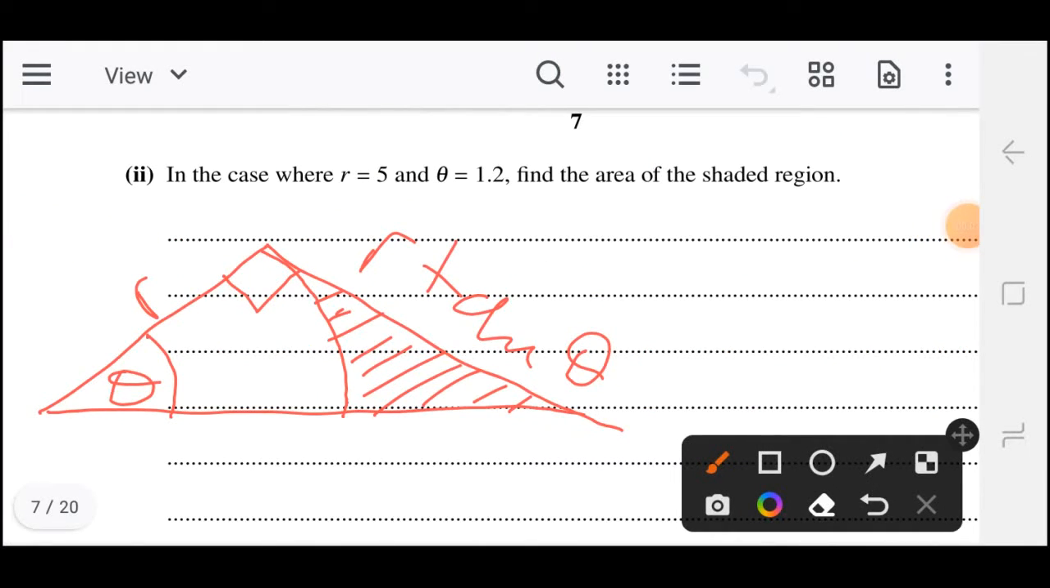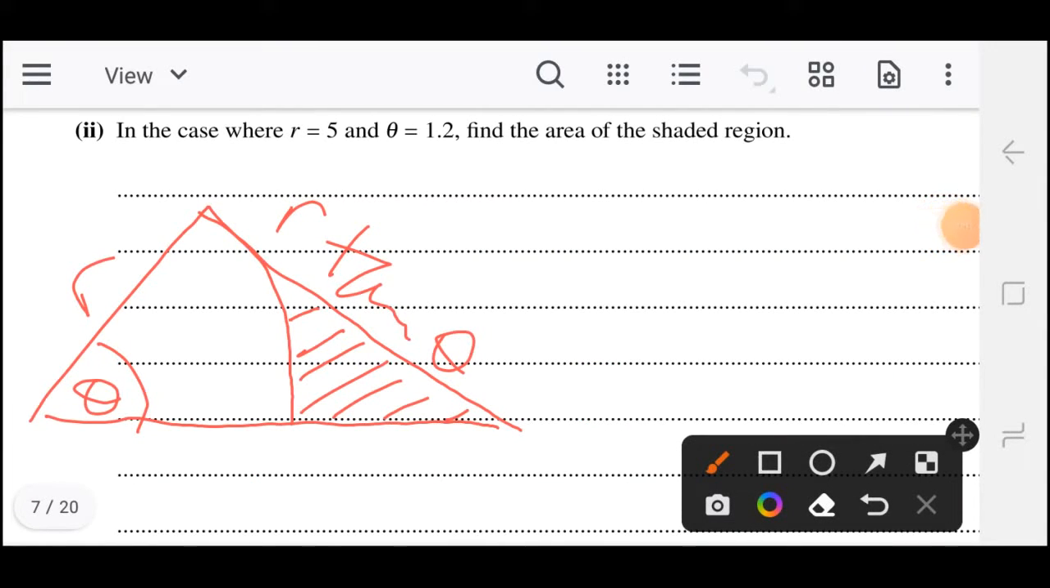For this part of the question, we want to find the shaded area. What I've drawn there is only half of the area that is required. But how will we get that half? We have a triangle and a sector. So to get the shaded area in this particular diagram, we have to find the area of the triangle and subtract from it the area of the sector.